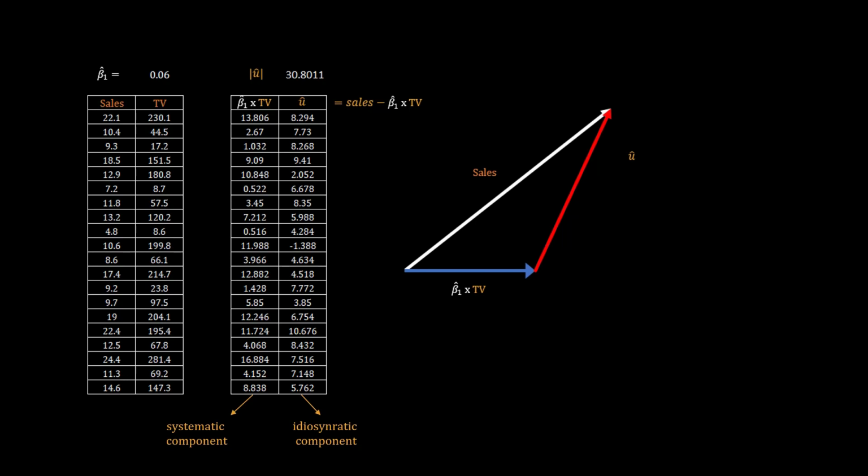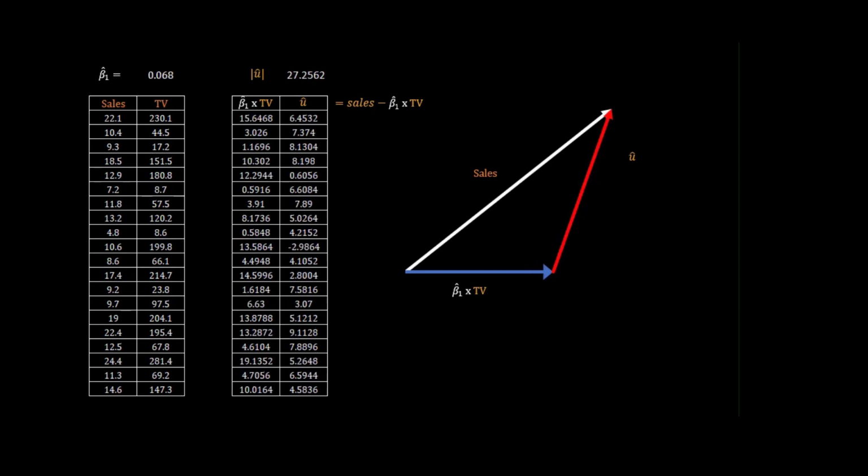I have also calculated the length or magnitude of the residual vector by taking square root of the sum of squared residuals, otherwise known as L2 norm. On the right side, we have the vector diagram for the same. Right now, beta 1 is 0.06 and the length of the residual vector is about 30.8. I'm going to change beta 1 slowly and we are going to keep an eye on the length of the residual vector.